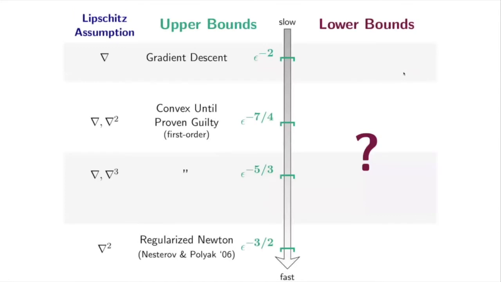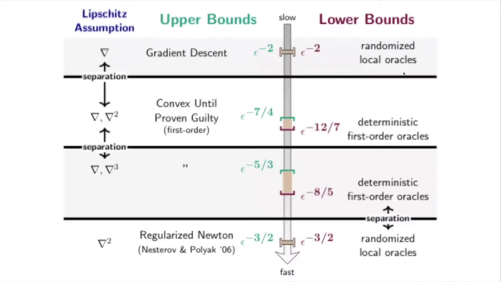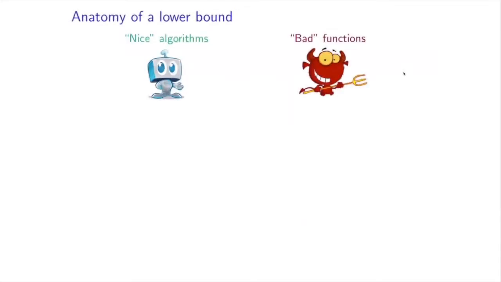Okay, I'm going to skip this slide. I may come back to this in a little bit. Let me describe how we prove optimality results and lower bounds in these minimax cases. So what's the anatomy of a lower bound? Basically there's a two-part strategy. Part one is we consider some class of nice algorithms, represented by this little friendly robot fellow, and then we have bad functions. So we have nice algorithms and bad functions, and this is what we'll use to prove lower bounds.